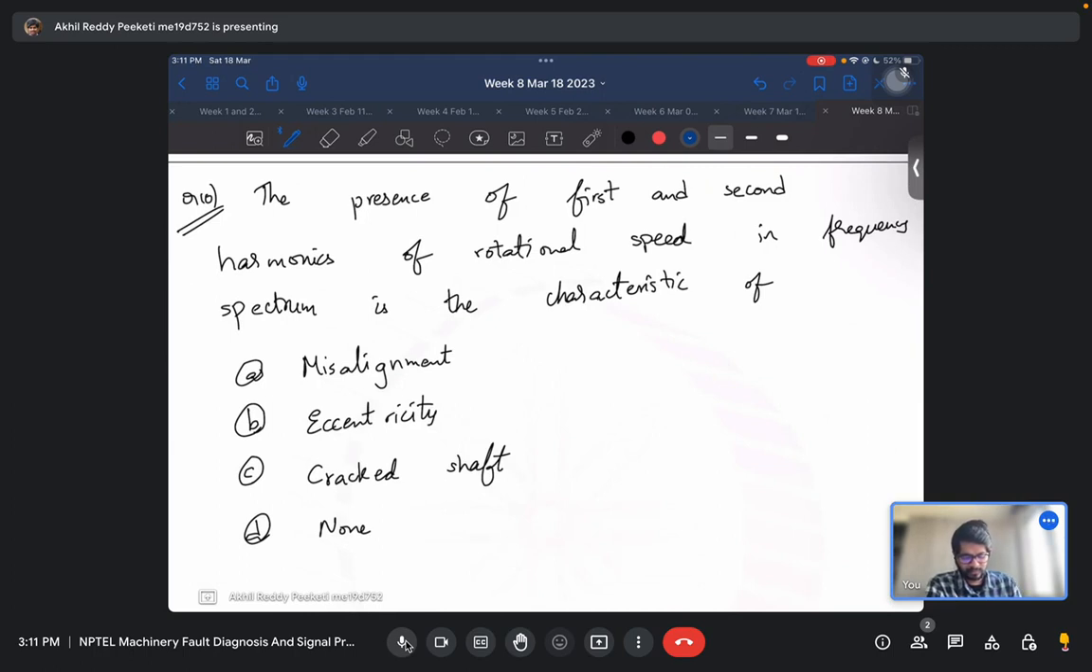So the presence of first and second harmonics of rotational speed in the frequency spectrum is a characteristic of misalignment or eccentricity or cracked shaft. So think about this question, and we know how misalignment and eccentricity already look.